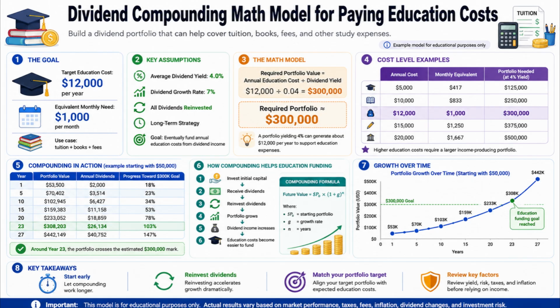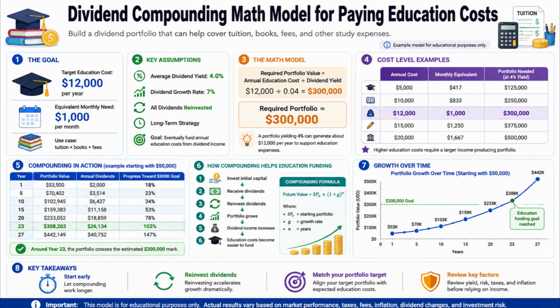However, different education cost levels require different portfolio sizes. For example, if the annual education cost is $5,000, the monthly equivalent is about $417, and the required portfolio at a 4% yield would be around $125,000. Similarly, if the annual cost is $10,000, the monthly equivalent is about $833, and the required portfolio would be around $250,000. For the $12,000 goal shown in the slide, the required portfolio is $300,000.